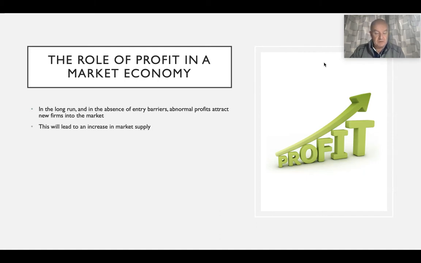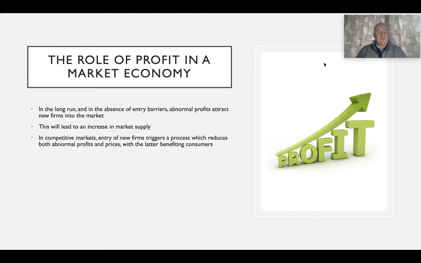That, if it happens, is clearly going to lead to an increase in market supply. So the very fact that new firms are able to move into a new market is clearly going to increase market supply.